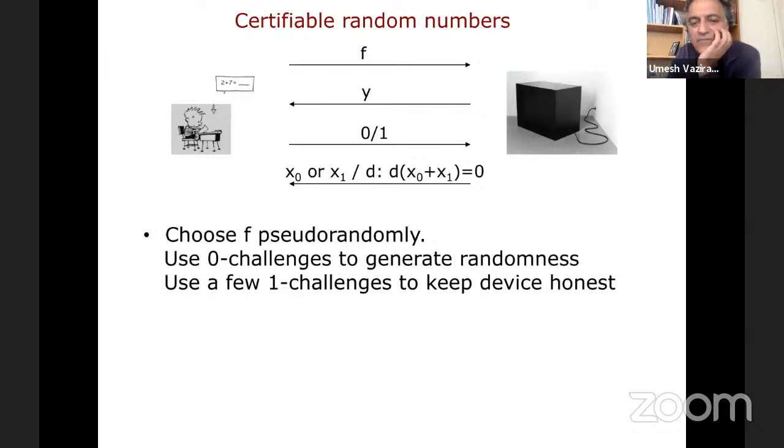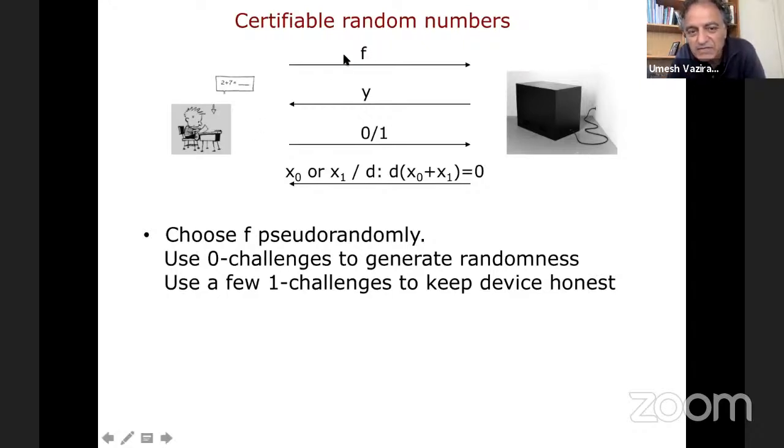Okay, so here's the idea about how to do it using this basic qubit certification test. We choose F pseudo-randomly, so we use a small number of random bits to generate F. Now, we are going to use the 0 challenges to generate randomness, whether it's X0 or X1. And every so often, we'll use a 1 challenge to keep the device honest.